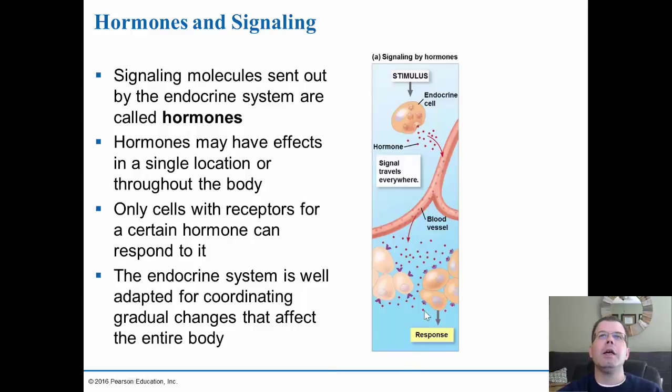And so again, the endocrine system is adapted for coordinating gradual changes that affect the entire body. Typically, you have an endocrine cell that doesn't have a duct. What it does is release hormone that eventually gets into the bloodstream, travels throughout the body, and then it only responds to cells that actually have a receptor for it. That's what you see typically with the endocrine system.